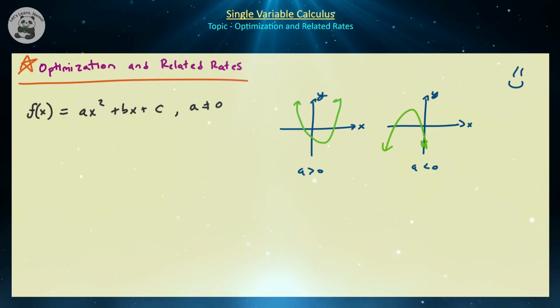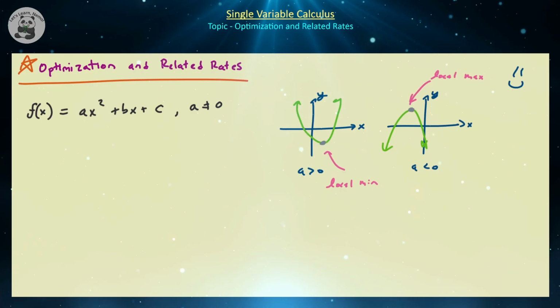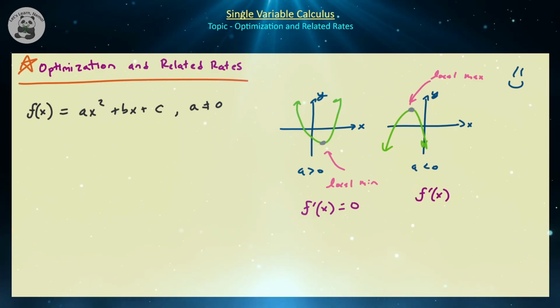In either of these cases, we have a vertex, but these vertices are different classifications. For the first case, we have a local and also a global minimum value. In the a less than 0 case, we have a local and also a global maximum. So what's true about derivatives at this particular point? At local minimums, the derivative at this point is equal to 0, and that's actually true for both the local min and the local max case.